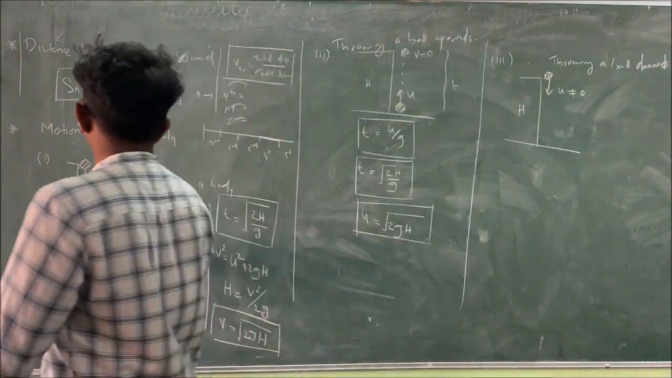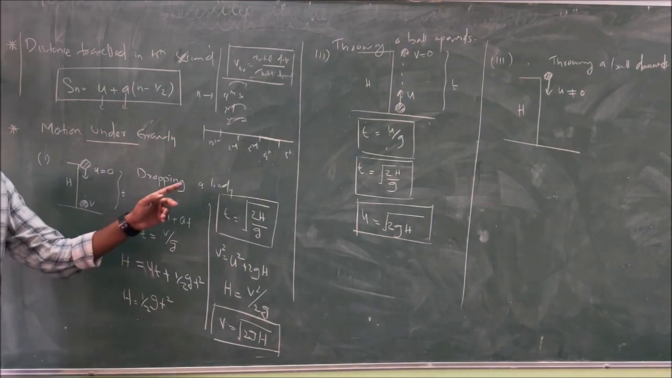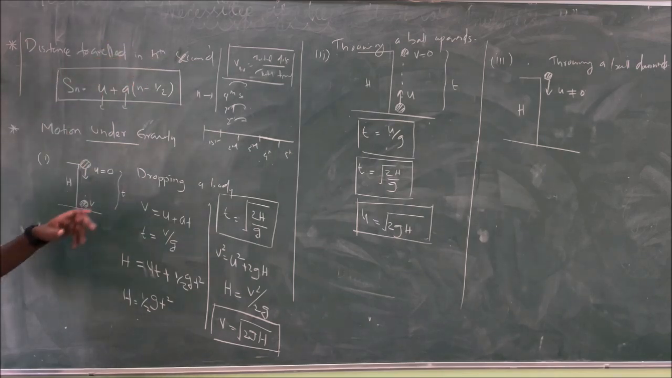So motion under gravity, where g is active. Three cases are there. First one, dropping a body. When I drop a body from a height H, capital H, what is the initial velocity? 0. Okay, when I drop a body, initial velocity is 0. So when it reaches the ground, the velocity is v.